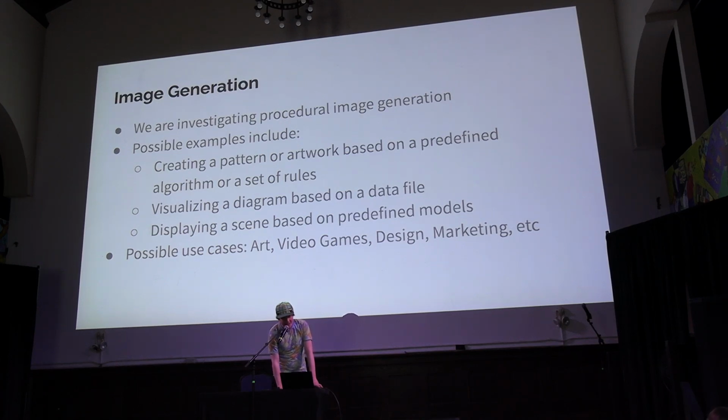We can end up creating patterns and artworks based on predefined sets of rules. You can visualize diagrams. A lot of diagrams nowadays are generated from code, things like SVG, other formats as well. You can also display a scene. You can display a model, things like that. You could use this for art, video games, design, marketing. There's many applications. But that's what we're talking about when we say image generation.